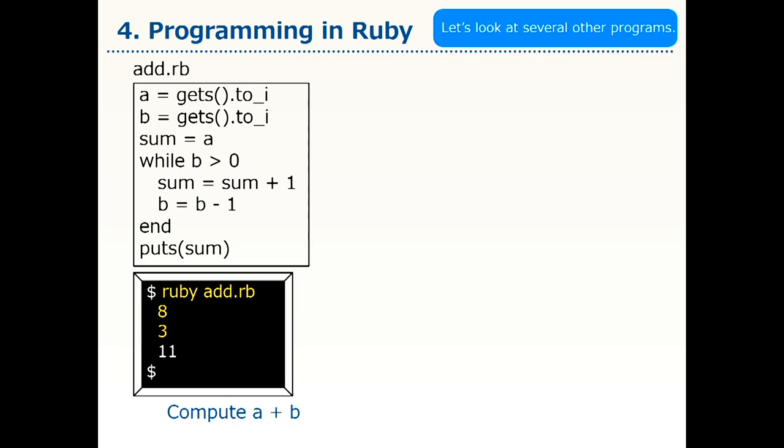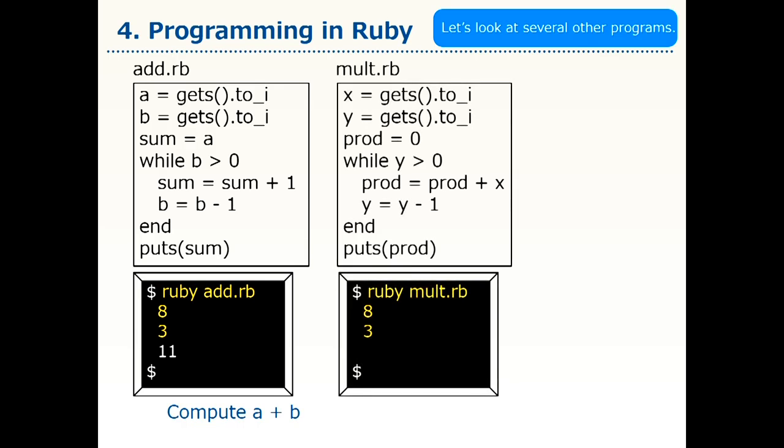Let's look at several other programs. This is a program add.rb that we have learned about. It takes an input data, for example 8 and 3, and computes 8 plus 3. Here is a similar program. They have a strong resemblance.